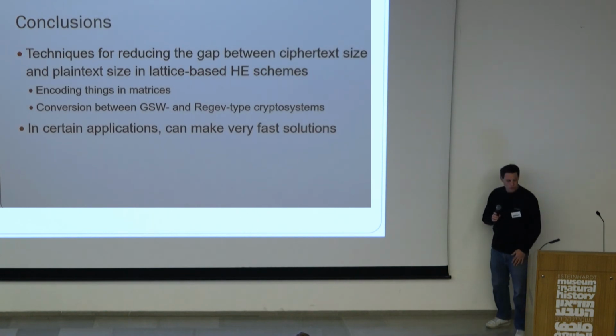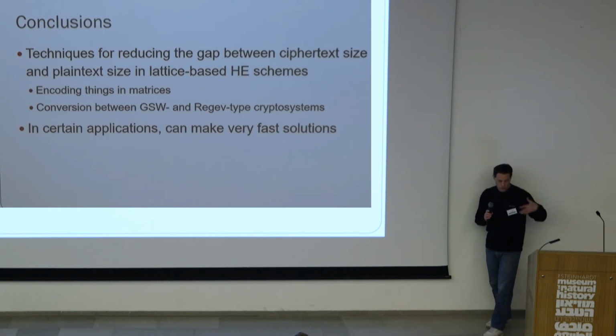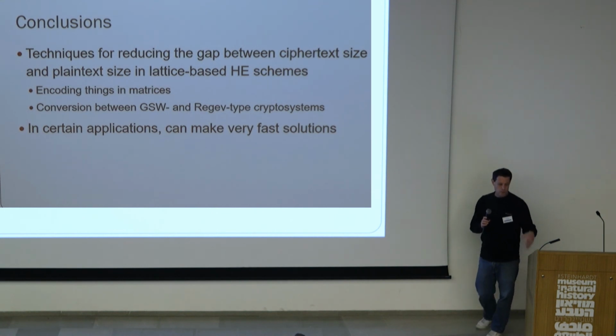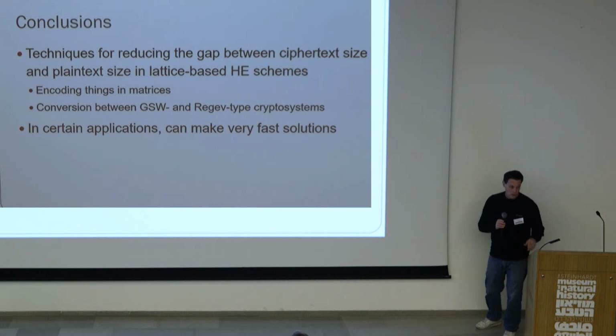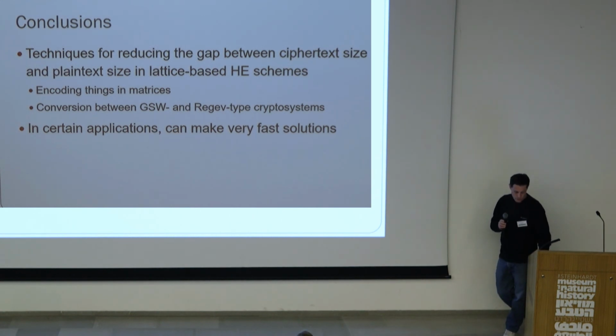Okay, so that's all I wanted to say. I talked about techniques for reducing the gap between the size of the ciphertext and the size of the plaintext. Roughly speaking, it boils down to encoding things in matrices and converting between GSW and Regev when you need to. Some of these conversions are easy. The observation that I showed you, you just need to multiply by the matrix. The other direction seems to require bootstrapping, so it seems to be harder. And in certain applications, you actually get very fast solutions.